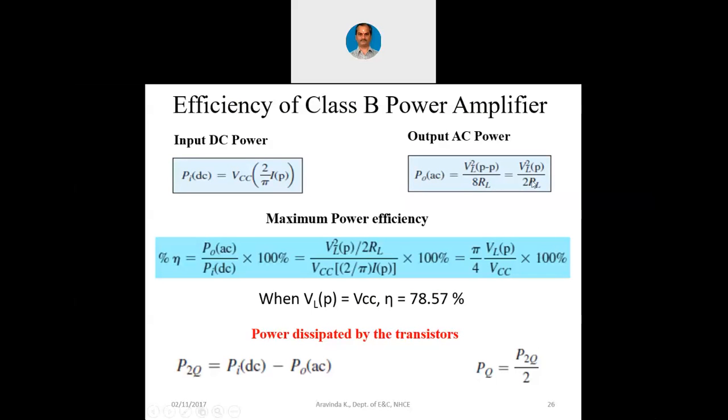Similarly, you know the output VLP, that is nothing but 20 volts and you know RL 16 ohms. Apply this in that PoAC, you will get the AC power. Now you can find out the efficiency. Find out the answer and put it in the chat box. I am waiting.